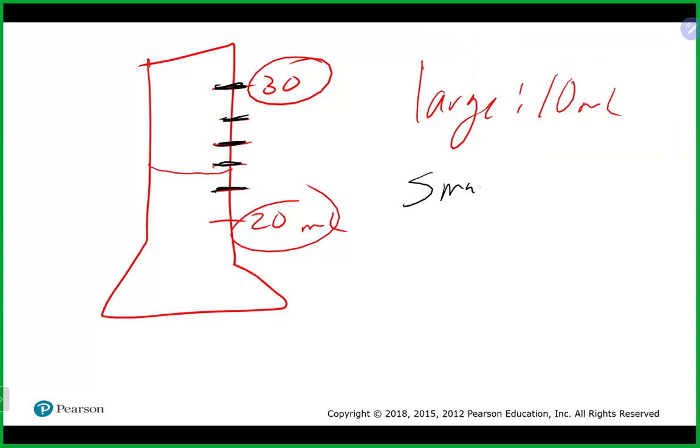That means my small markings are how much? It is 2 milliliters. Once again, you can divide that by 5, which is the small markings, and you get 2 milliliters. That means in this case, that's a 22, a 24, a 26, and a 28. So even though the large markings on this piece of equipment are the same as the last one, the small markings are not. So the scale is different here, right?